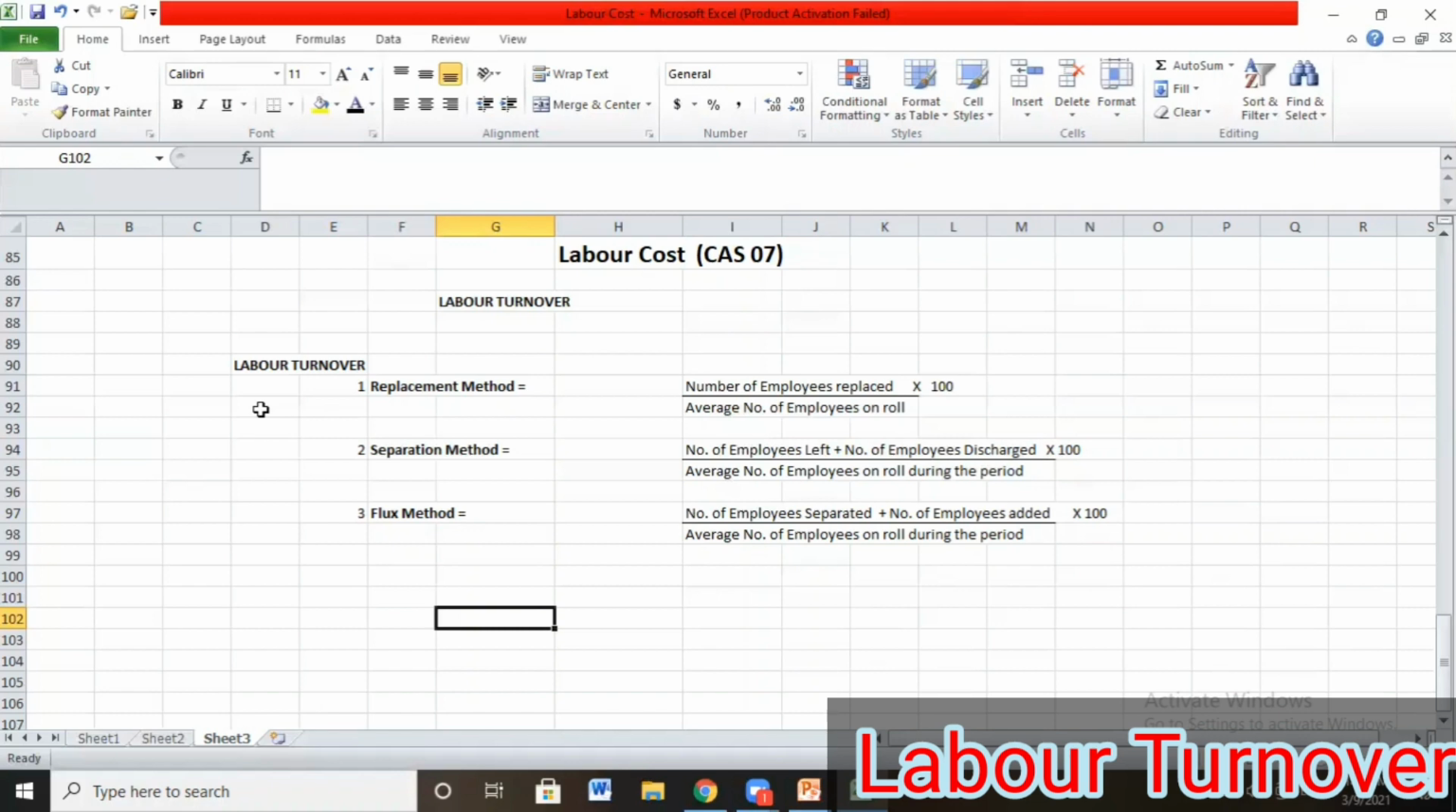Then job analysis. Before recruitment, job analysis and evaluation may be carried out to ascertain the requirement of each job and the system. There should be a scientific system of recruitment, selection, placement and promotion of employees.